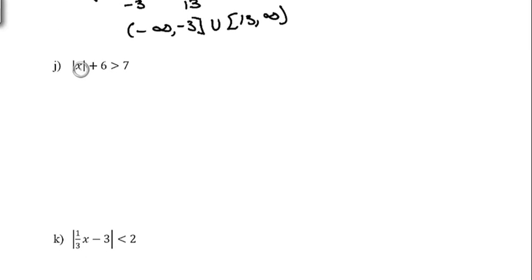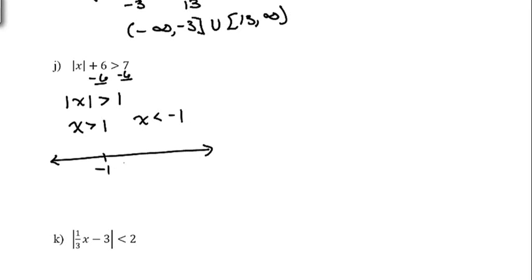Our next one, so we have absolute value of x plus 6 is greater than 7. Before you can set up your inequalities, you need to make sure that you have this absolute value alone. So subtract 6 from both sides. We get the absolute value of x is greater than 1. And then you can set up your two inequalities. x is greater than 1, and x is less than negative 1.